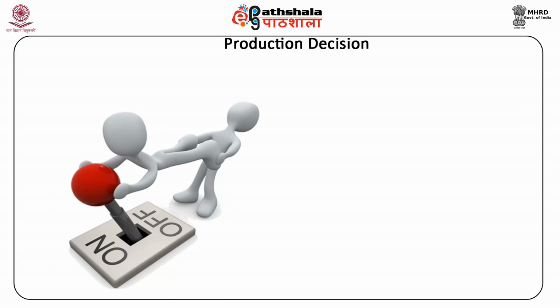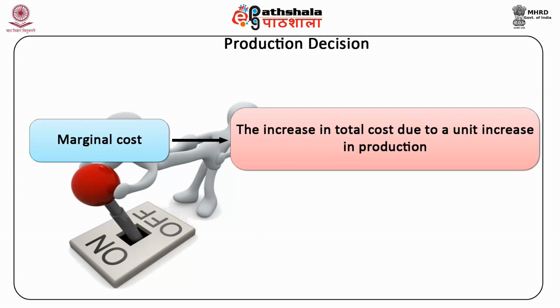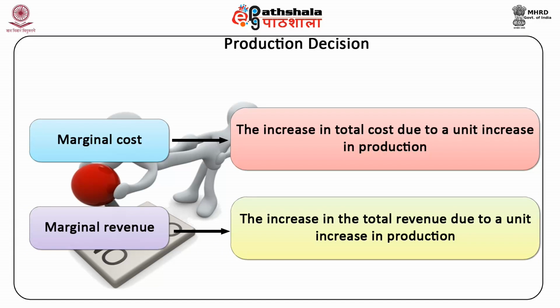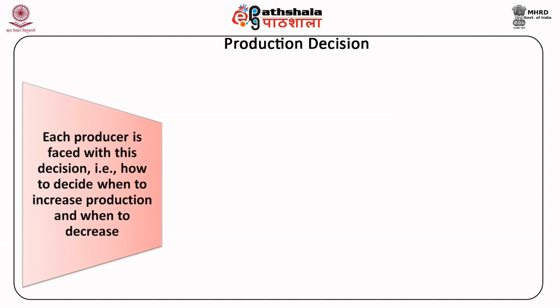In the production decision, two things are compared at the margin: marginal cost, that is, the increase in total cost due to a unit increase in production, and marginal revenue, that is, the increase in the total revenue due to a unit increase in production. Each producer is faced with this decision, that is, how to decide when to increase production and when to decrease.